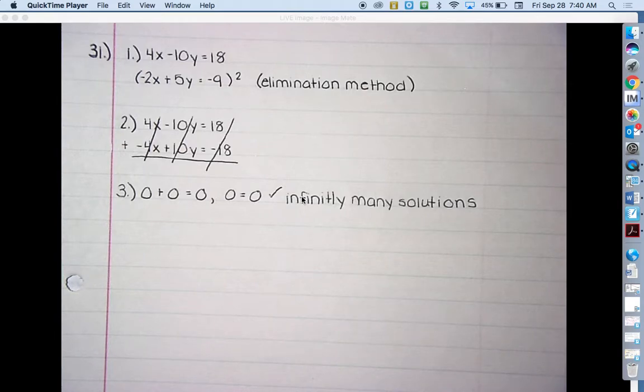So I did 31, and I multiplied the bottom equation by 2 because all the variables had a coefficient. When you multiplied it, you got negative 4x plus 10y equals negative 18, and then when you add them vertically, you get 0 plus 0 equals 0, and that simplifies to 0 equals 0, and so you get infinite solutions.